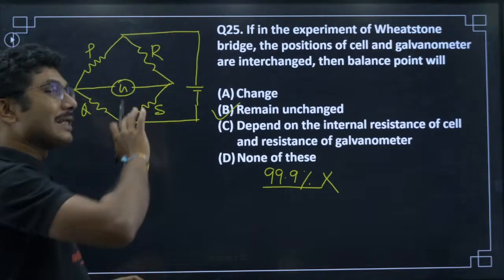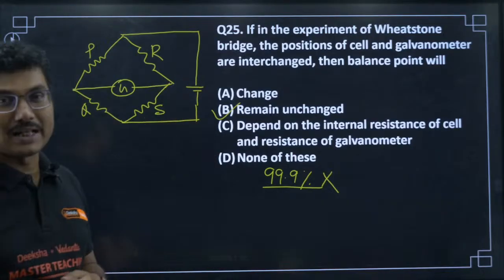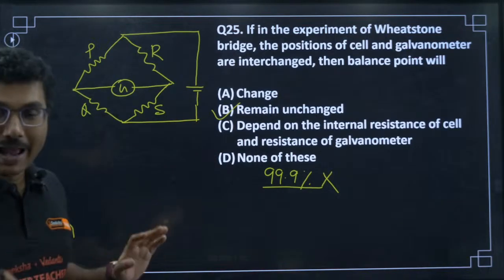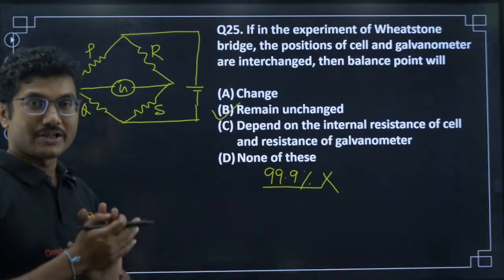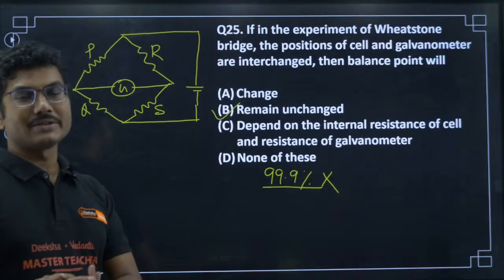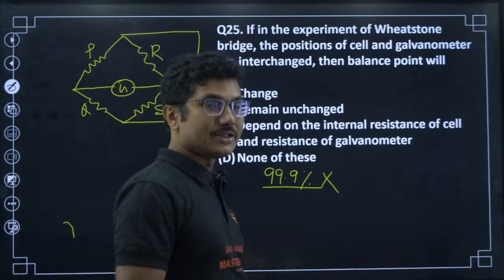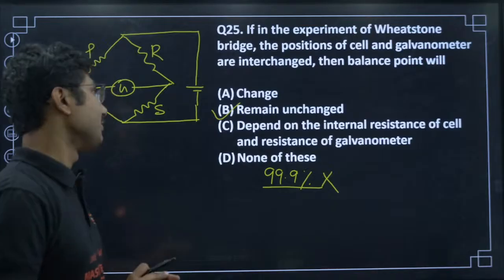Even if you replace a galvanometer with a higher value resistance, or if you change the cell with a higher value of cell, the balanced condition will not change. Once the balance is achieved, it is absolute. Only by changing the resistances can the balanced condition be changed. If the resistances remain the same, the balanced condition will not change.